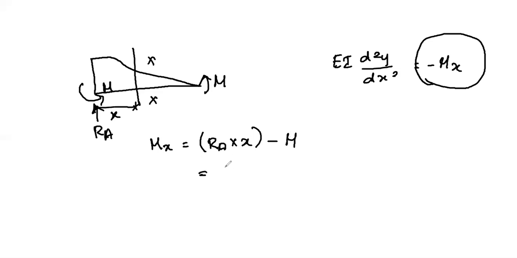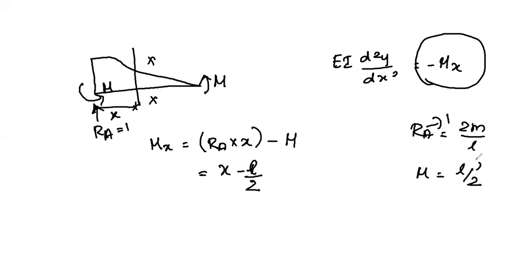The value of the moment here will be X minus L by 2, because we know that RA is equal to 1, and previously when finding the value of the reaction itself, you found it as 2M by L. Here when you apply this value as 1, the moment value will become L by 2. That is the thing we have used here. So the moment above the section X is X minus L by 2. Hope you are clear about these things.